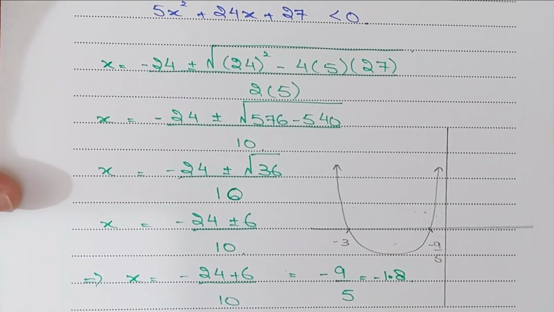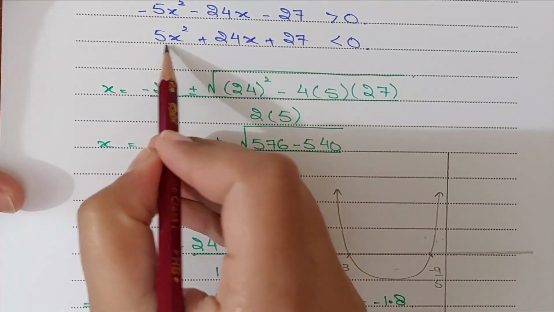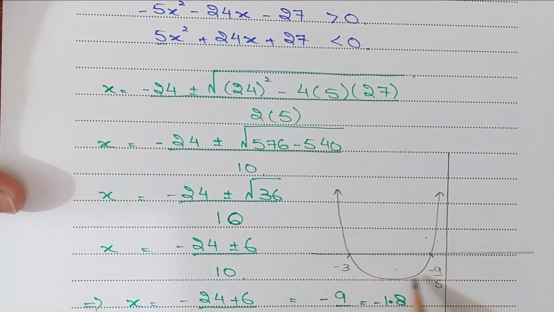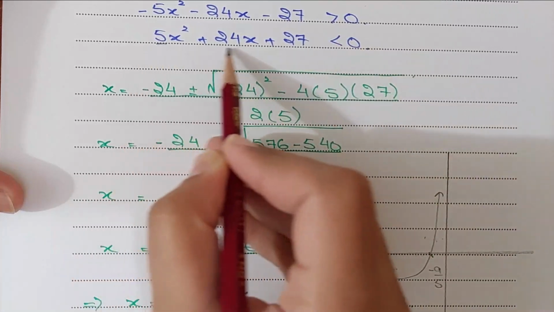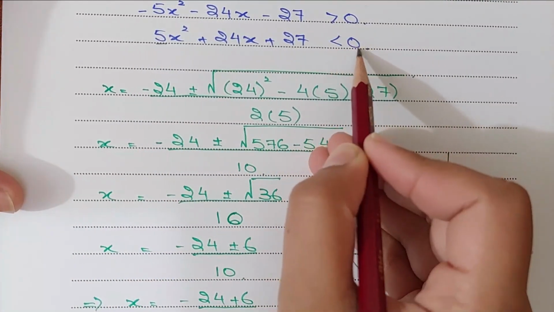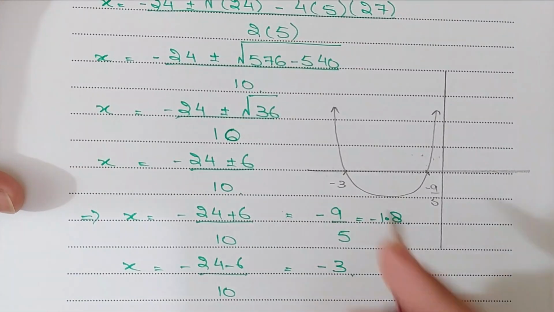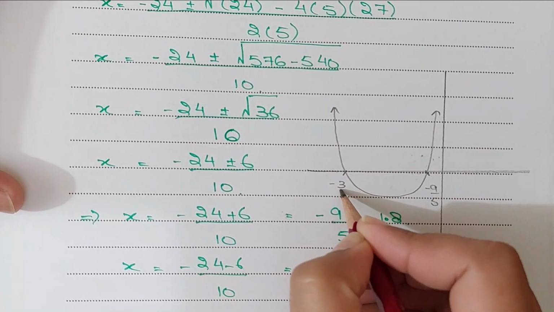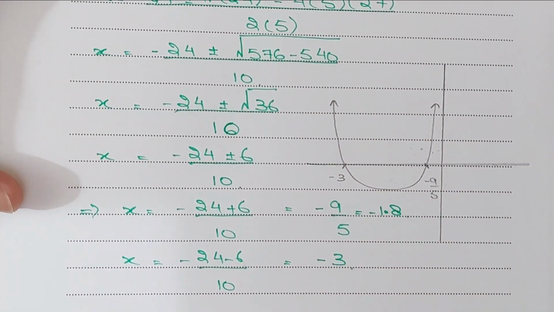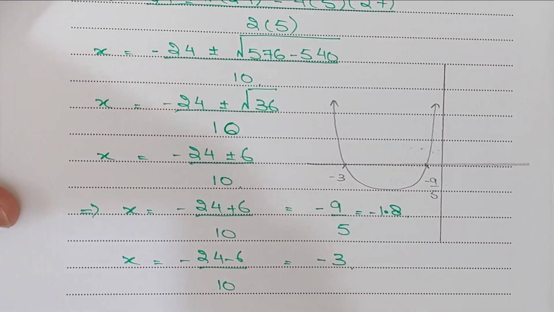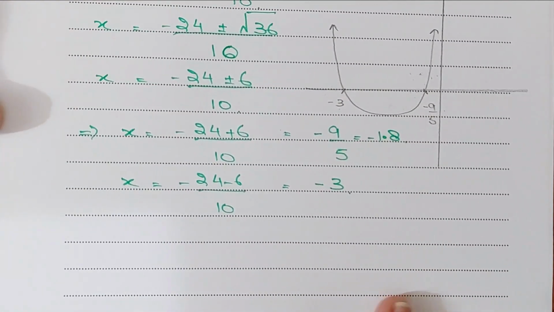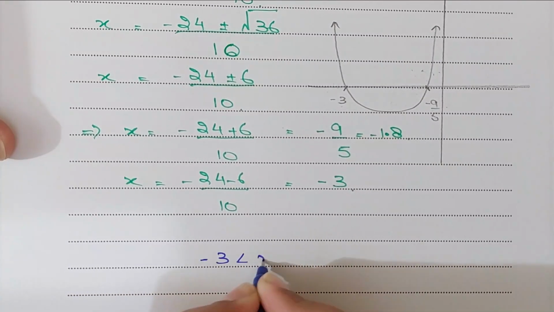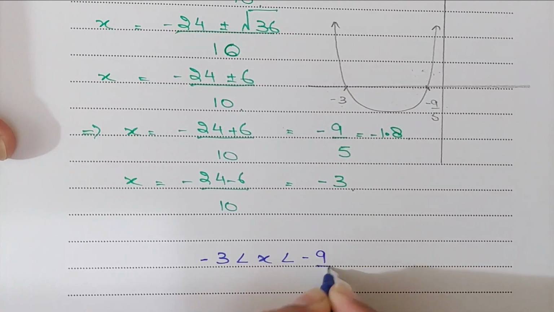Now, as you can see, the x² coefficient is positive. Since it is positive, the opening of the parabola is upward, and we have to find the region where the curve is less than 0. So the curve is less than 0 in this region, and it is greater than 0 in this region. So between -3 and -9/5, the curve is less than 0. So the answer is that the inequality is satisfied when -3 is less than x is less than -9/5.